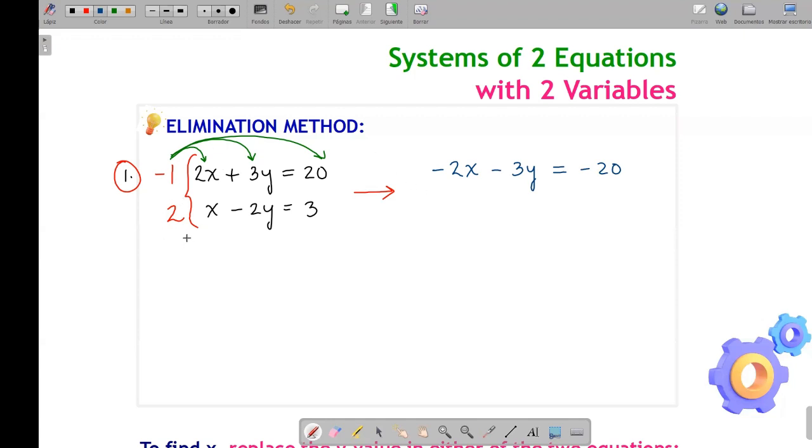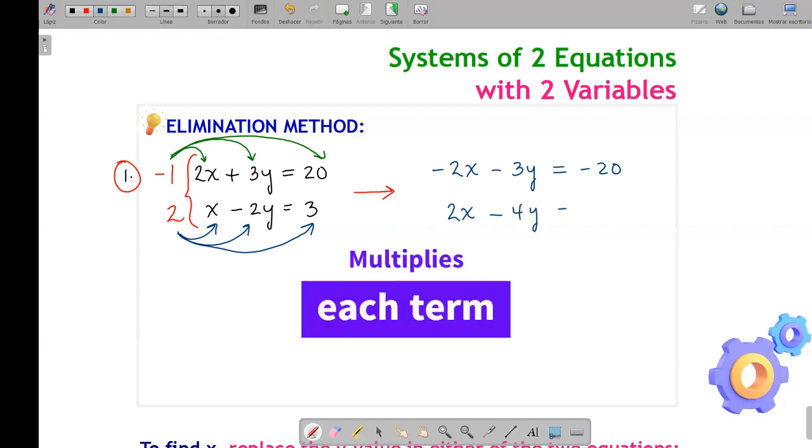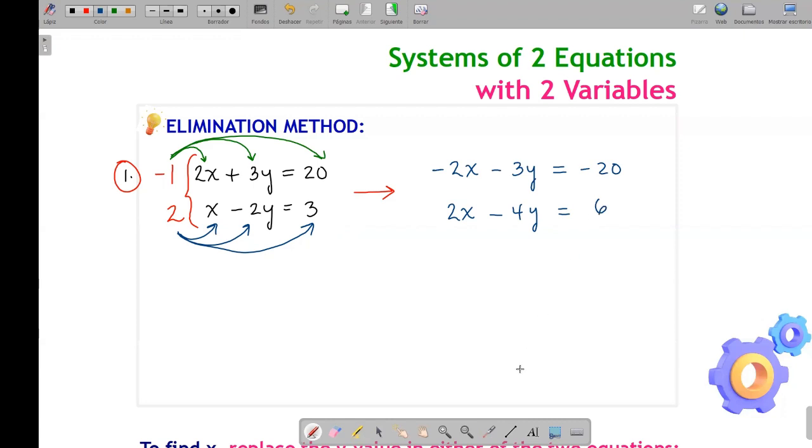Let's do the same with the 2. The 2 multiplies this term and this term. Let's write it: 2 times x, positive 2x. 2 times -2y is negative 4y. And 2 times 3 is 6. Now I'm going to draw a line because I'm going to reduce the like terms. I'm going to reduce the x with the x, the y with the y, and the numbers with no variables with the numbers.